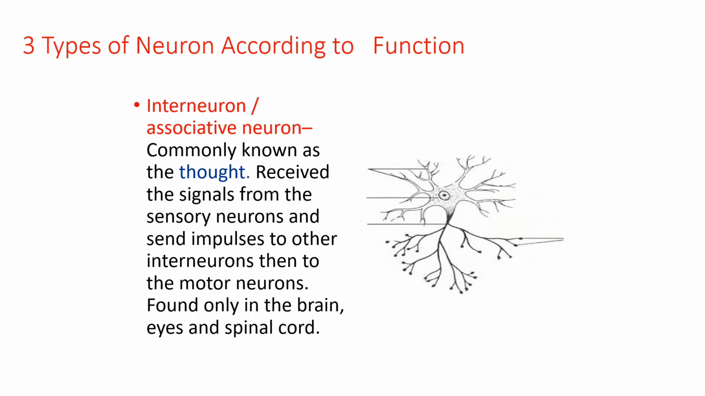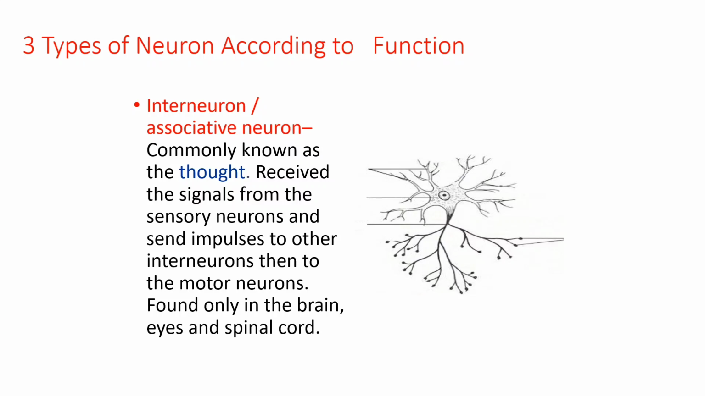Halimbawa, ang stimulus natin ay ice cream. Nakita ng eyes. Dun sa eyes, nandun ang optic nerve, nandun yung sensory neuron. Sila yung nagdadala ng information sa interneuron para sabihin na ang nakita niya ay ice cream. And then, yung interneuron, which is commonly known as the thought, siya yung mag-iisip what should be the response or reaction to that particular stimulus.